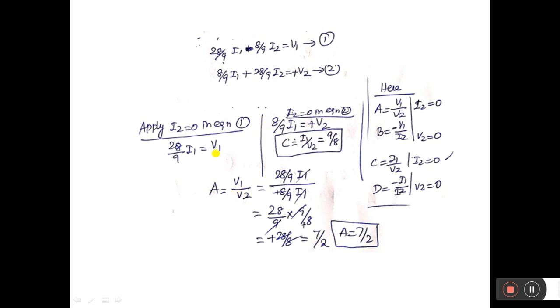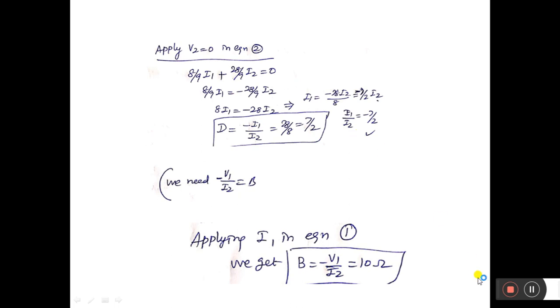So now this is V1, this is V2. You divide V1 by V2. So 20 by 9 I1 divided by 8 by 9 I1. Both I1s are cancelled. Now you will get 7 by 2. So A equal to 7 by 2. So we found the C and A parameters.